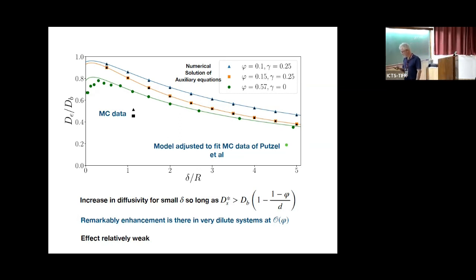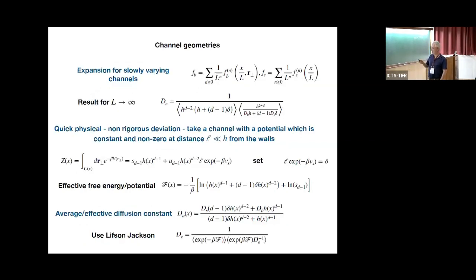So as I said, the effect is relatively weak, but now if I look at the problem of channel geometries, you can do something similar for channel geometries. So this is a more systematic expansion. You basically write down an expansion in terms of 1 over L, where L is the period of the channel. So you write that the bulk auxiliary function takes this form. You have a similar form for the surface auxiliary function.